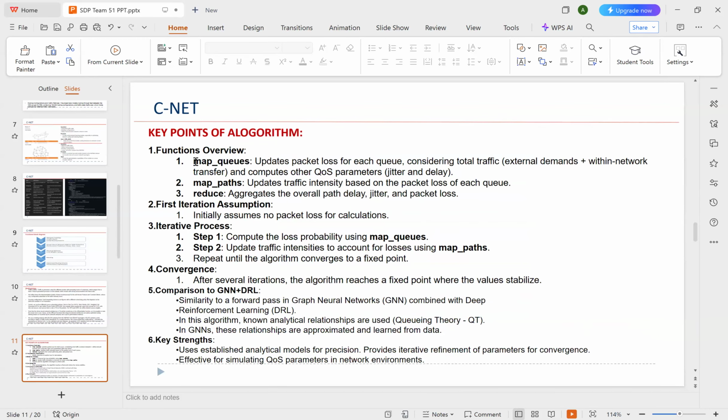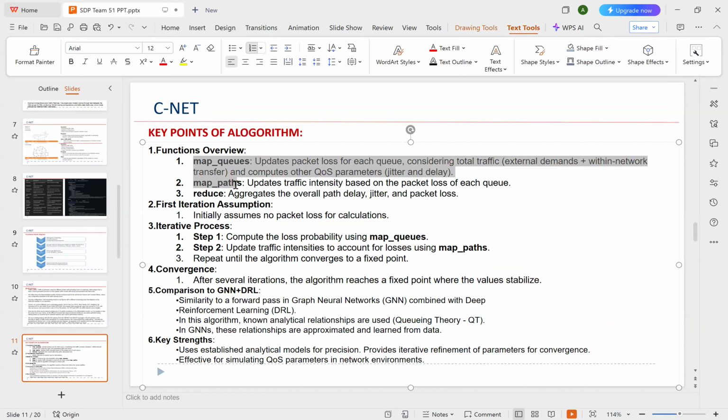These are the key points of the algorithms, which are map queues, map path, and reduce, to reduce the overall packet delay, jitter, and packet loss. We have also computed the QoS parameter, which is related to jitter and delay.